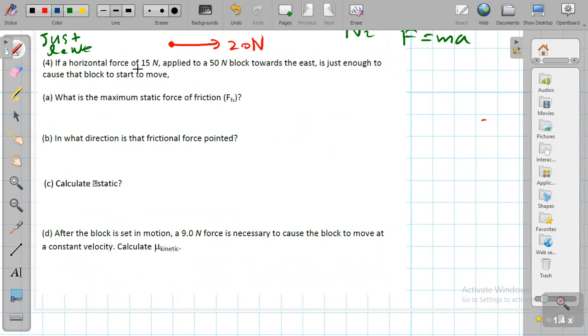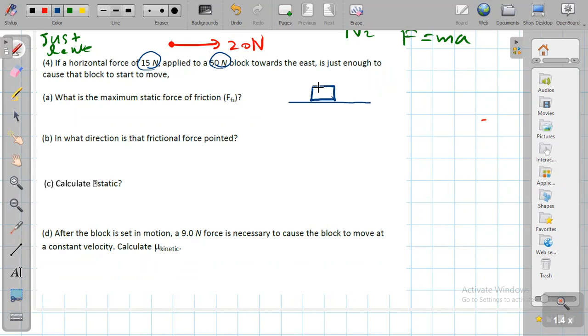If a horizontal force of 15 Newton is applied to a 50 Newton block towards east, and is just enough to cause the block to start to move, what is the maximum static friction? So, the force of 15 on a 50 Newton block. What does it mean, the 50 Newton block?